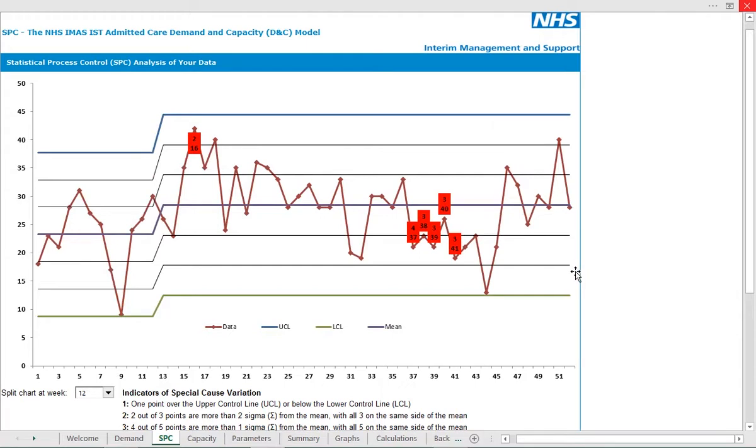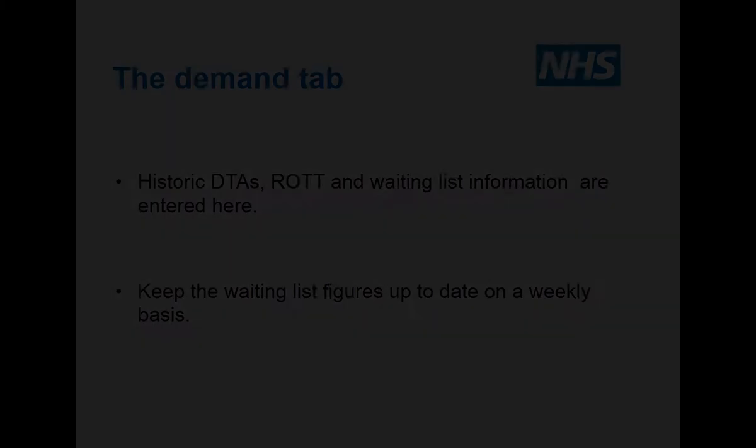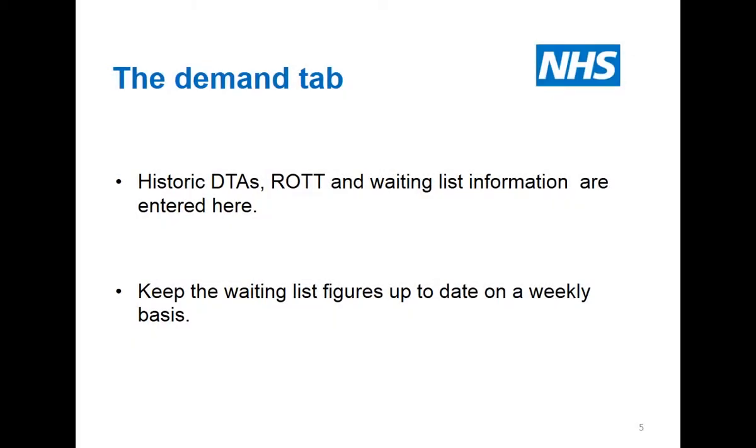In summary, DTA data and waiting list sizes are entered on the Demand tab, and the demand data can then be visually assessed for anomalies on the SPC tab. The Data tab is where historic DTAs, ROT, and waiting list information are entered. Keeping the waiting list figures up to date on a weekly basis to ensure that the final sign-off version is based on the most current reported waiting list size is recommended.